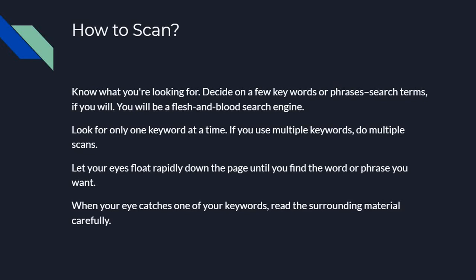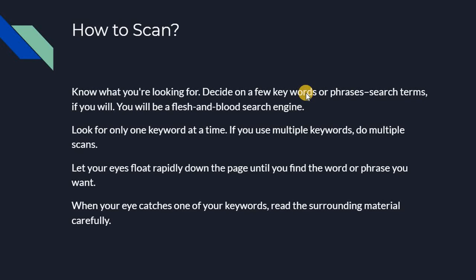Look for one keyword at a time. So you must not confuse yourself by looking at multiple keywords at a time. You need to just look at one keyword at a time. Because when you look at multiple keywords, then you need to do multiple scans. Let your eyes float rapidly down the page until you find the word or a phrase you want. You just need to look around the page.